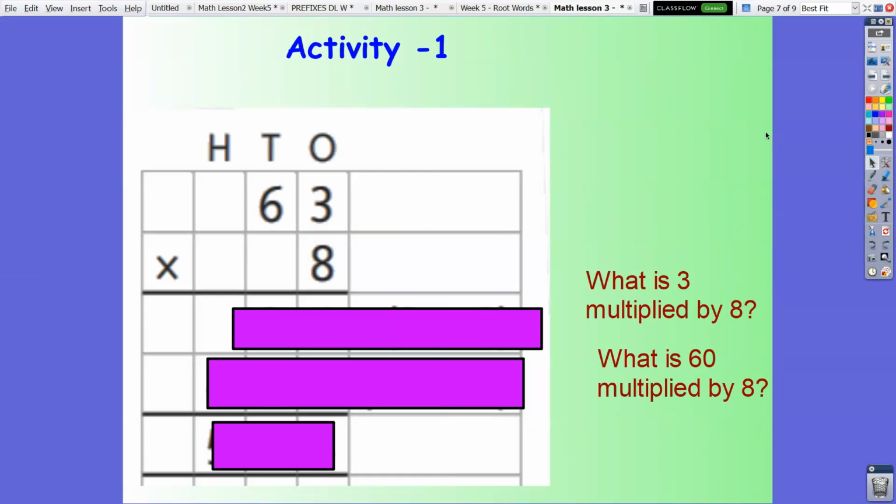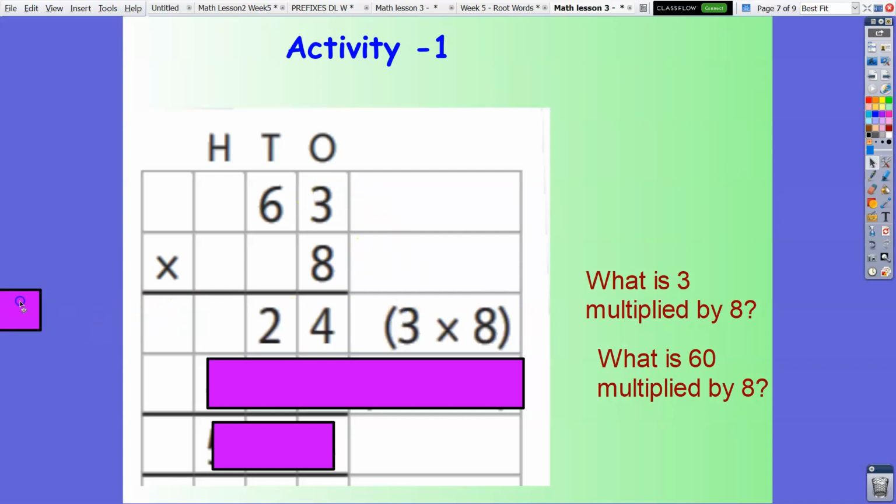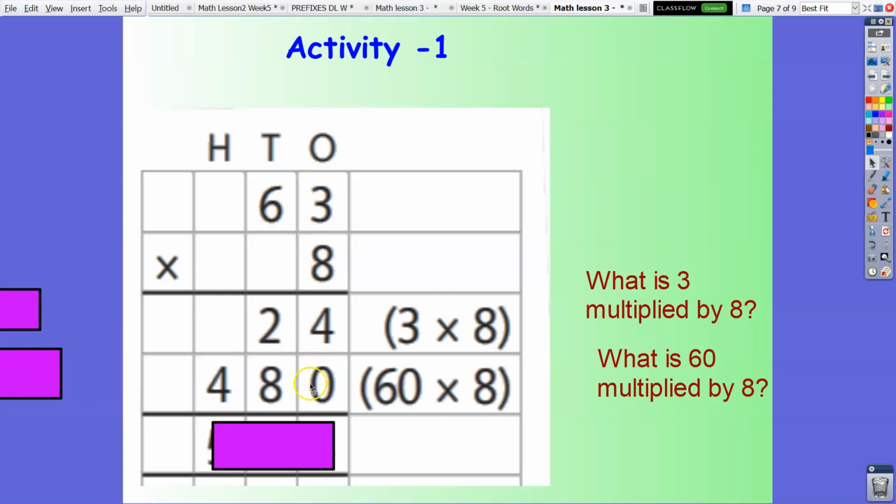63 times 8. Pause the video and do the activity. Time is up. Now you have written it all in columns. Multiply it. 3 times 8 is 24. 60 times 8. Ignore the 0, so 6 times 8. That is 48. Then add the 0 at the end. Then add all the answers. This is 4, 10. So carry over 1, 4 becomes 5. 504 is the total answer.